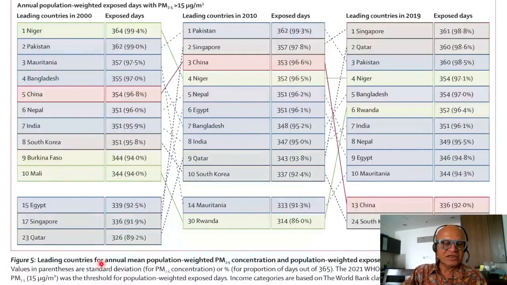In terms of looking at rankings, leading countries for annual mean population weighted PM2.5 concentration and population weighted exposed days in 2000, 2010, and 2019. Values in parentheses are standard deviations for PM2.5 concentration, or they are percent for a proportion of days out of 365. The 2021 WHO Air Quality Guideline limit for daily PM2.5 is 15 micrograms per meter cube. This was the threshold for population weighted exposed days. Income categories are based on the World Bank classification data for the year 2019. When you say unequal exposure, you have to consider all these things: socioeconomic strata, etc.